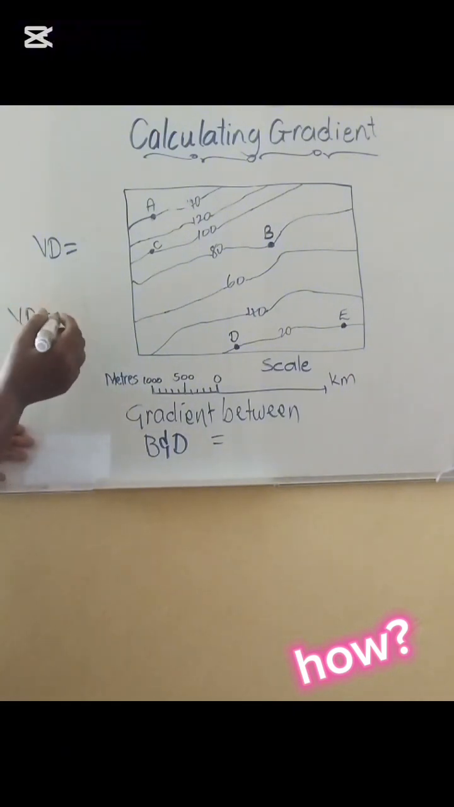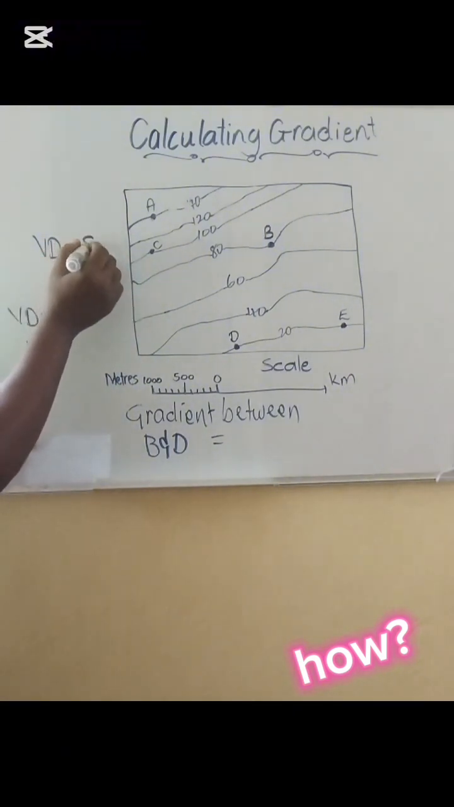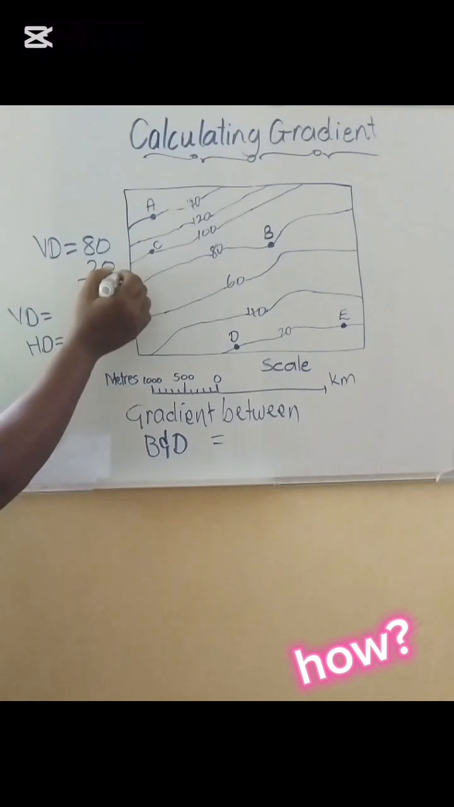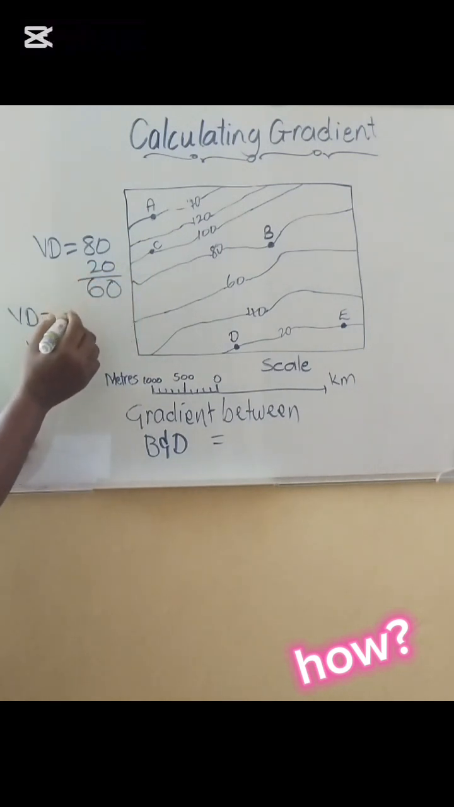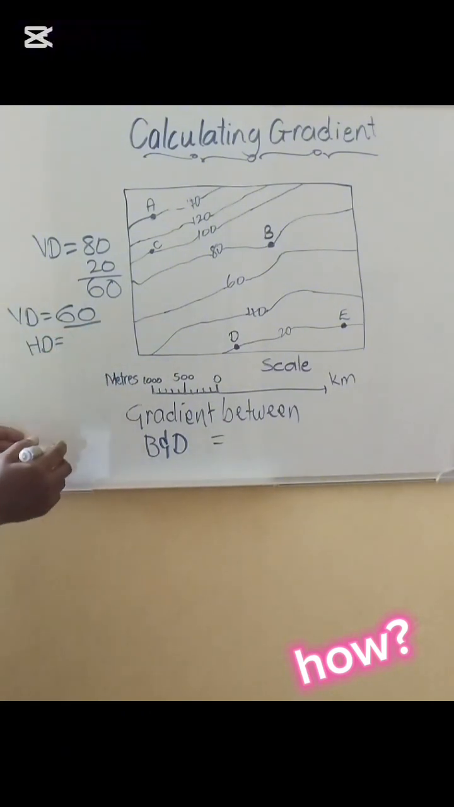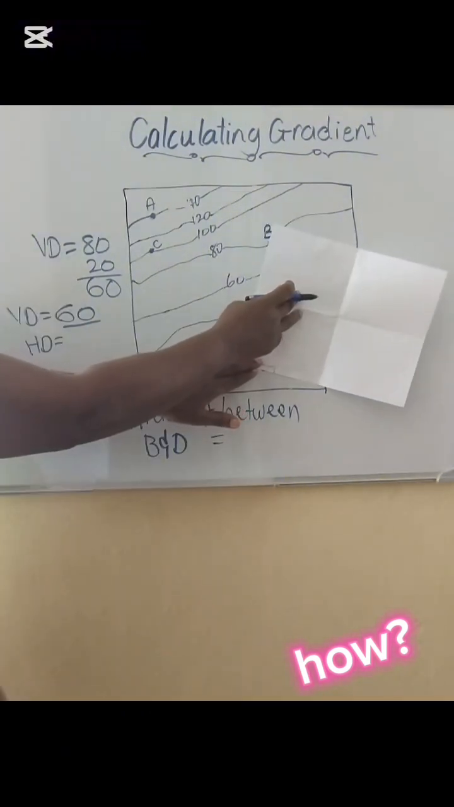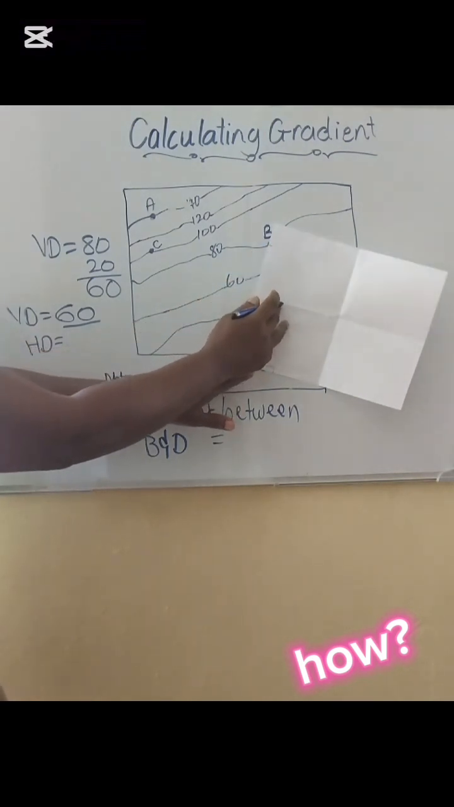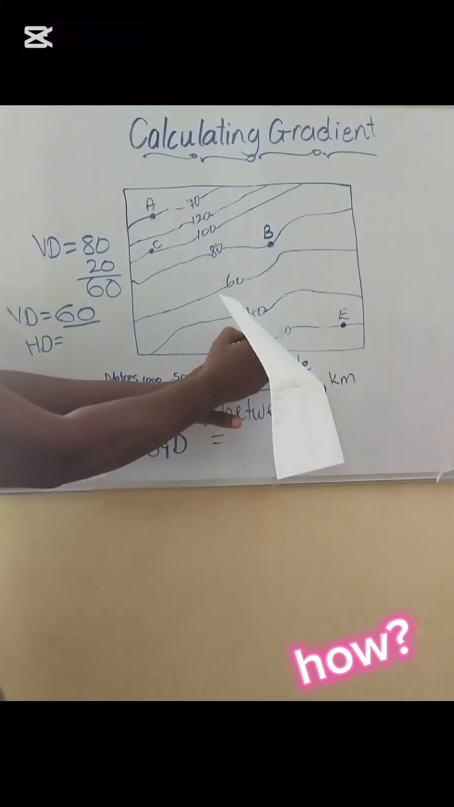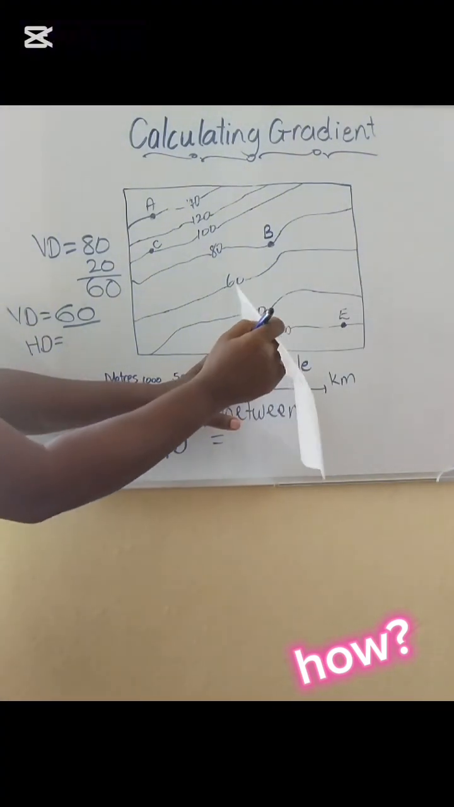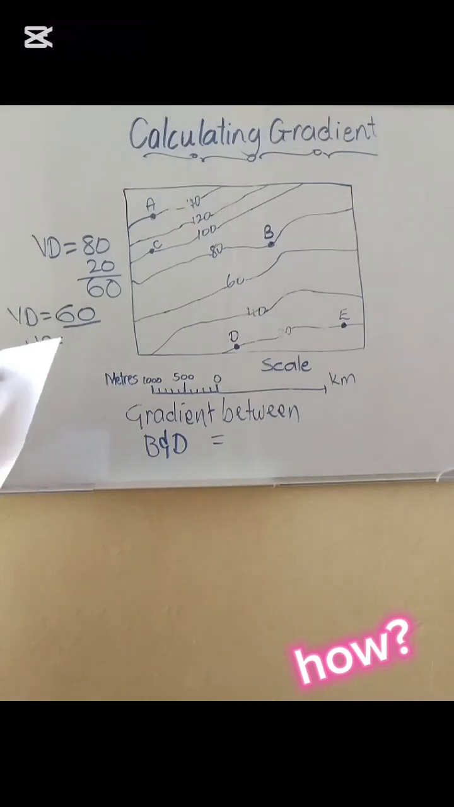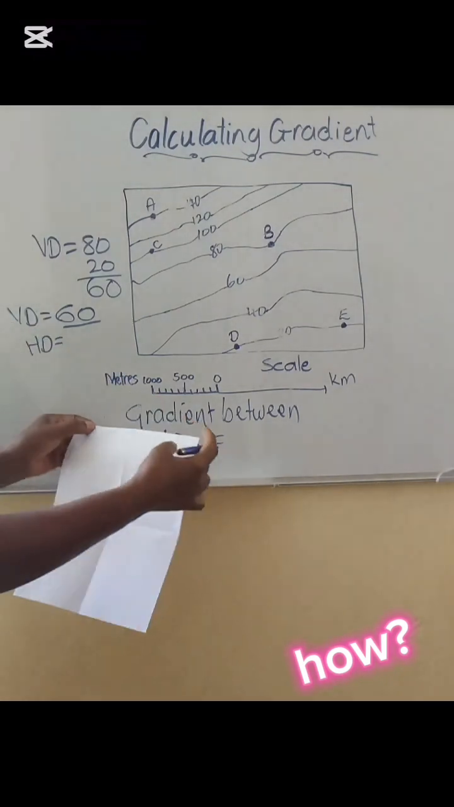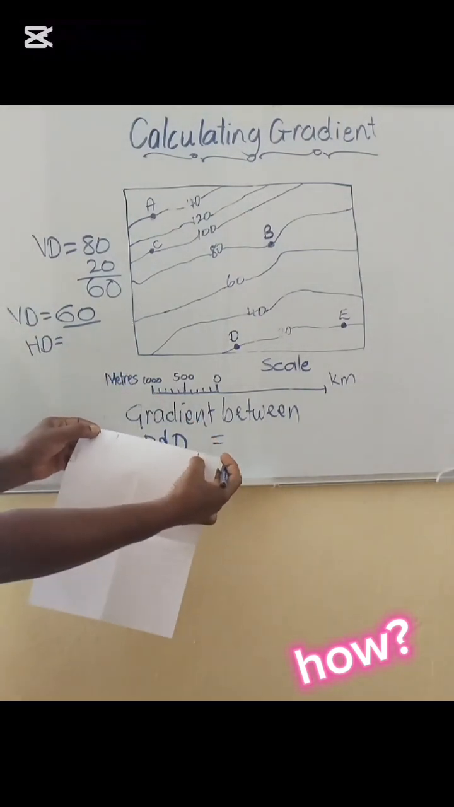D is 20, B is 80, right? And so VD would be 60 over HD, B and D. So B here and D right here. Okay. So it's these 2 points, yes? So we started here.